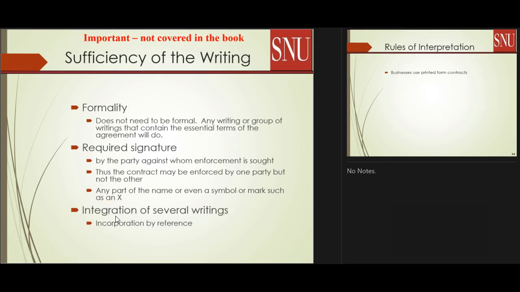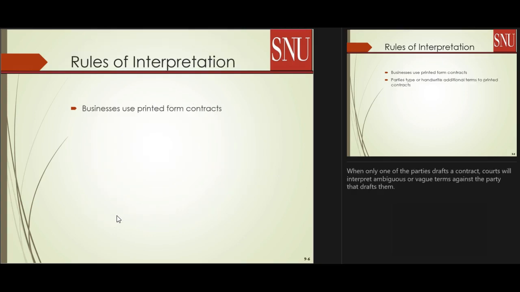Any symbol that represents a signature, an X, a mark that will identify the person's signature, will do. You can also integrate several writings. There can be several pages of things that are brought together to be incorporated by reference. Obviously, that makes it harder to interpret for the court, but it is possible.